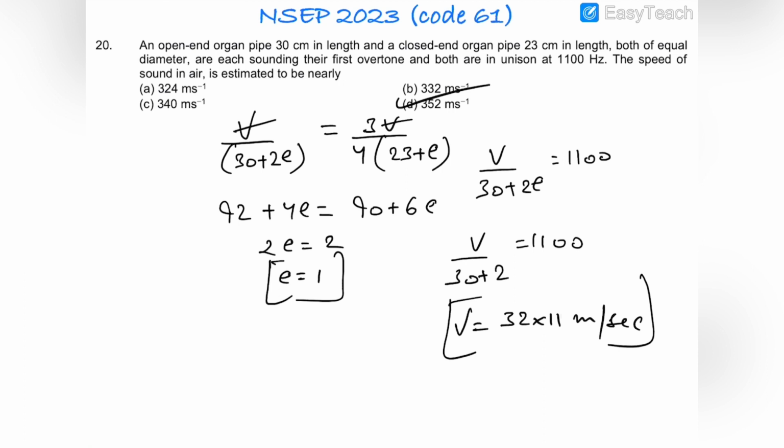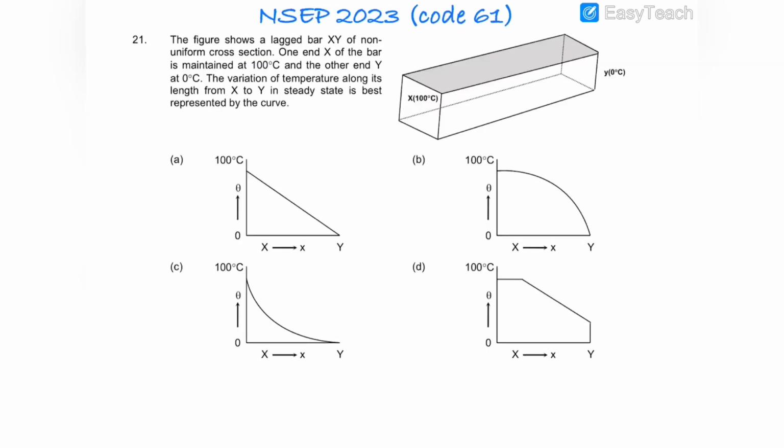Now we move on to the next question. In this question you can see a bar which is lagged in terms of area of cross section, which means that as we move from end X to Y, its area of cross section will continuously decrease. One end is maintained at a temperature of 100 degrees Celsius, while the other end is maintained at 0 degrees Celsius. We have to choose the correct option for the temperature with X, where X is the distance from this end.